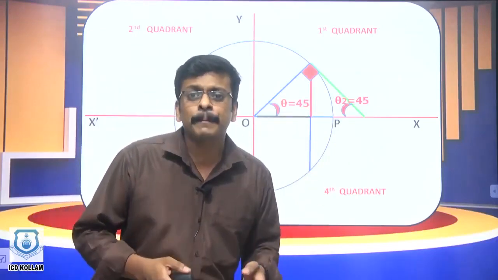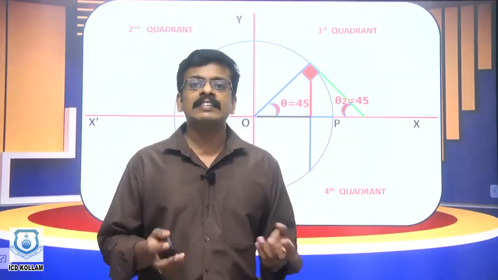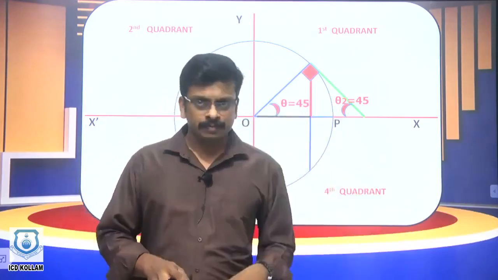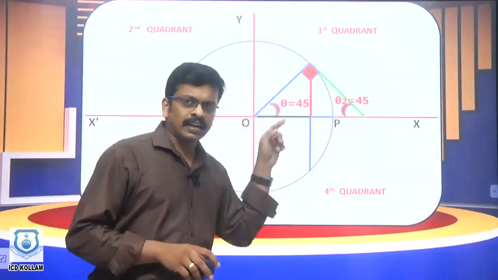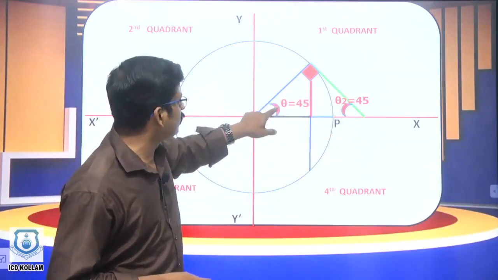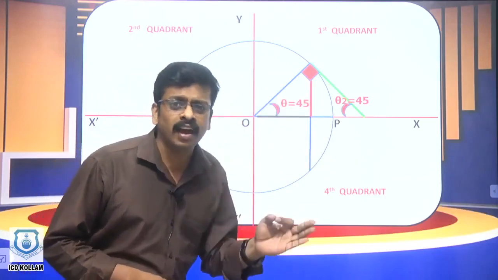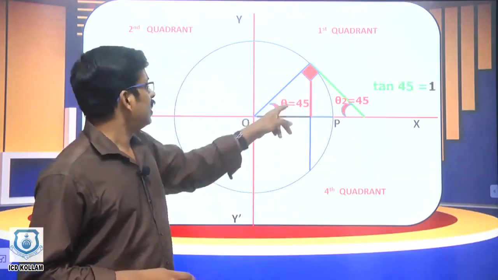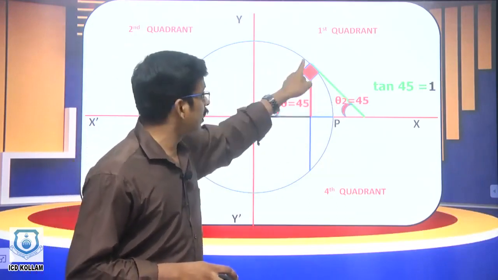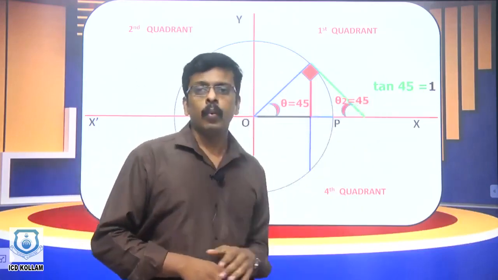What do you know about the property of an isosceles triangle? The angles opposite to equal sides are equal. Also, the sides opposite to equal angles are equal. So here, we have equal angles. So the sides opposite to equal angles, meaning this side and this side, these two sides are equal. So if these two sides are equal, and this is a unit circle, 1 unit, then this is equal to tan 45. Tan 45 is equal to 1.